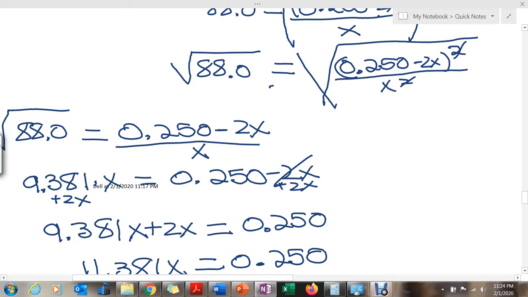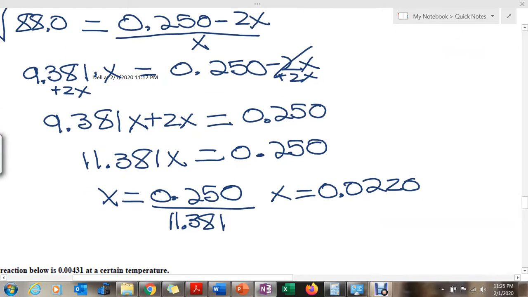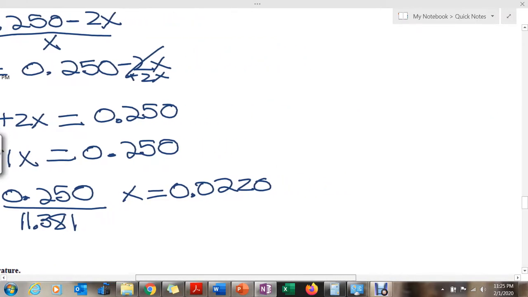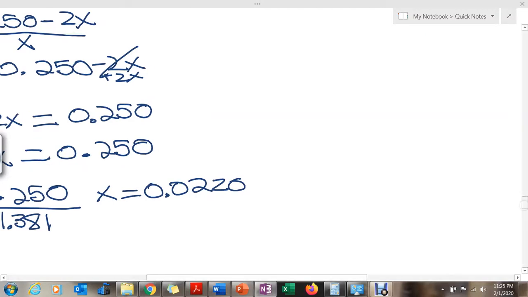What did I do here? I took this to multiply the square root of 88.0. So now I add 2x on both sides. The square root of 88 is 9.381, so I add 2x and it gives me 11.381x. Here I add them, and it equals 0.250. And here x would be 0.250 divided by that. My x is going to be 0.0220.